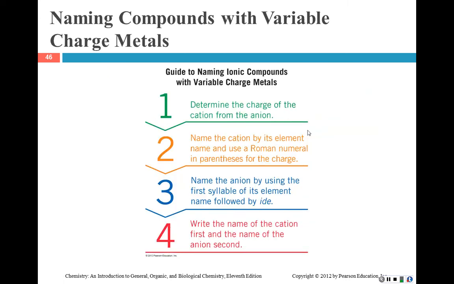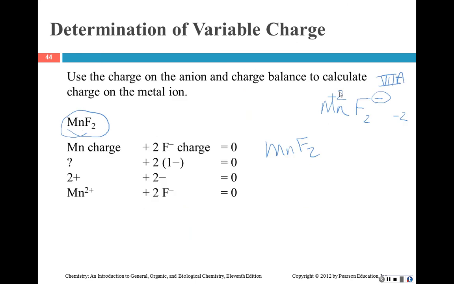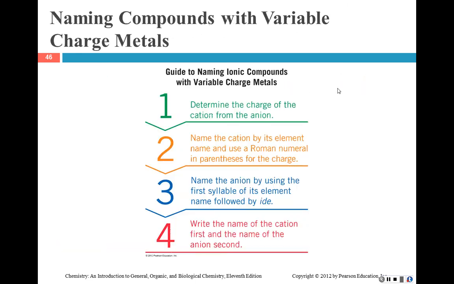So we determine the charge on the cation by using the anion, the negatively charged one. We name the cation by its element, and then we use the Roman numeral in parentheses for the charge, and then we name the anion, and if it's one element, we're going to end with IDE, and then write the name.